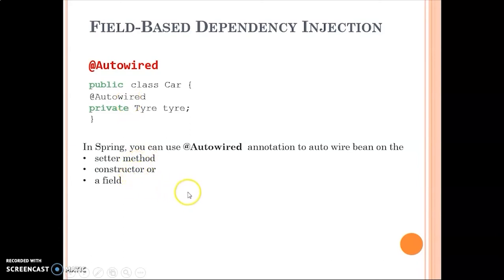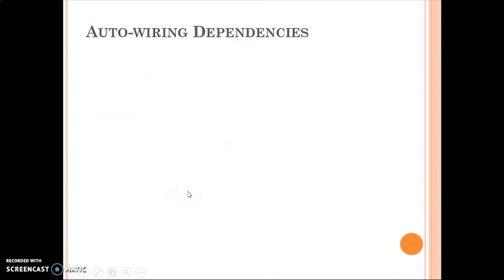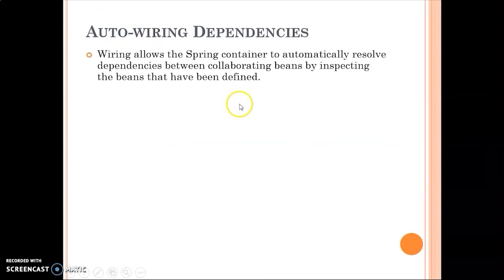Okay, going further, autowiring dependencies. Now all the approaches that we saw before this were manual approaches, wherein we were manually defining a dependency using either the XML configuration or the configuration class base. So they were manual dependencies that we were defining. Spring also provides the option of having autowired dependencies. How do you do that?